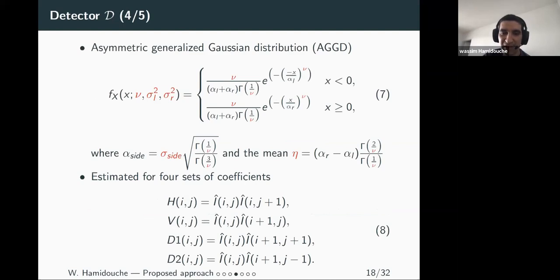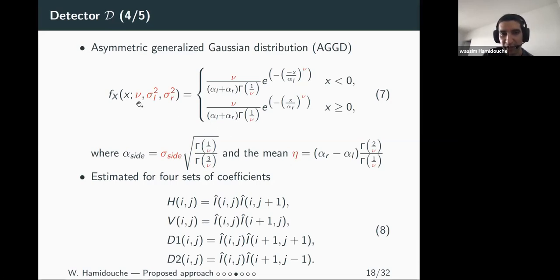This is a distribution which is asymmetric, and here I give the distribution. We have two parts, the left part, which is centered here, and the right part of the distribution. And here we have the parameters: the variance of the right and the variance of the left part. And we also have other new parameters, eta, which gives us information such as the mean. So for the asymmetric generalized Gaussian distribution, we have four parameters that we can estimate: the two variances of the left and the right part of the distribution, and also this eta parameter.